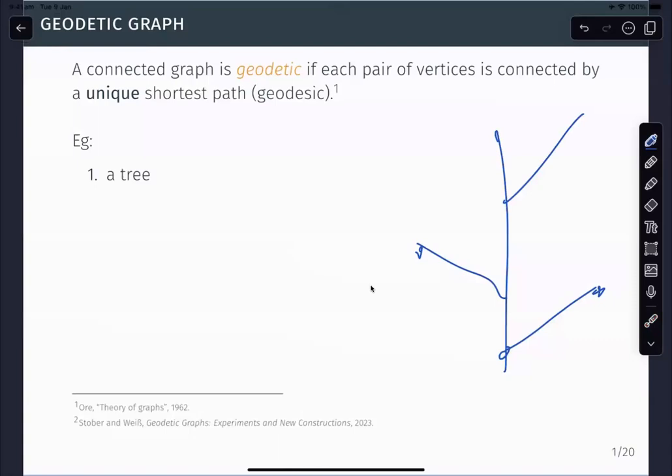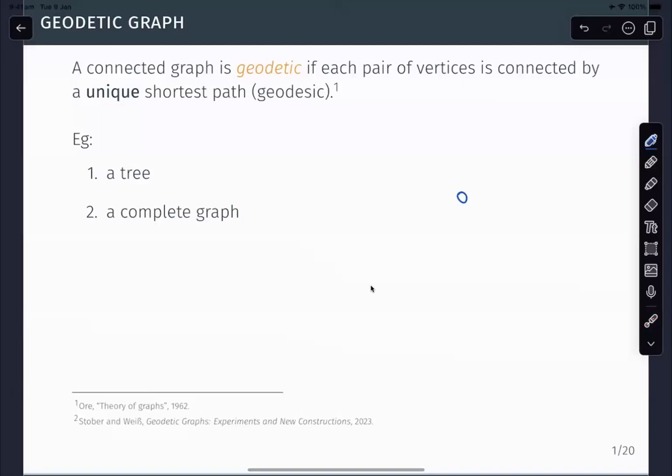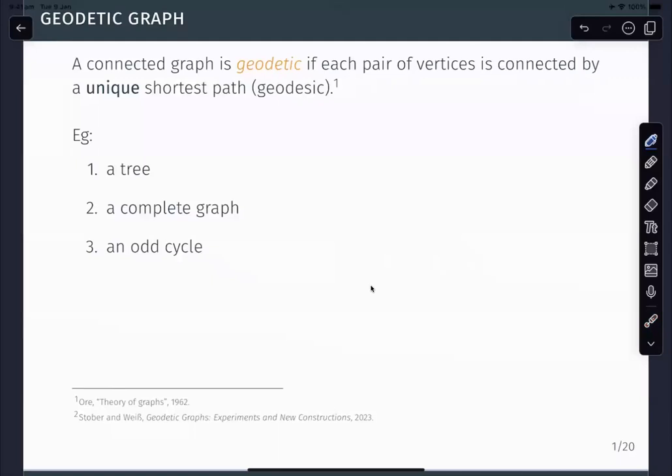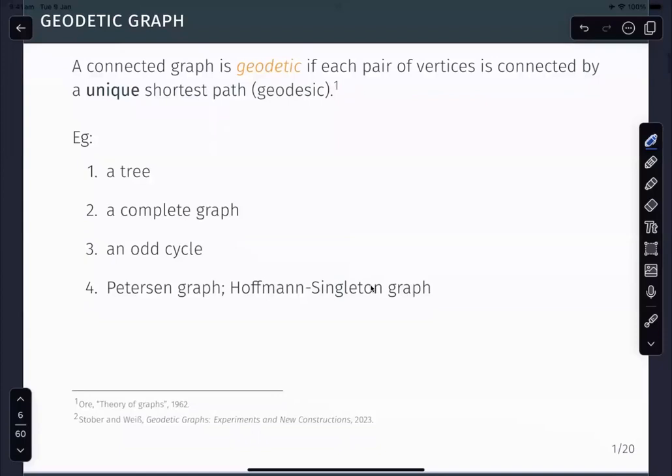Another example would be the complete graph. All right, I won't draw too many pictures. I'll be here all day. Another example would be an odd cycle, but not an even cycle. The Petersen graph, the Hoffman-Singleton graph, which you can look up if you don't know what that one is. It has a huge number of vertices.